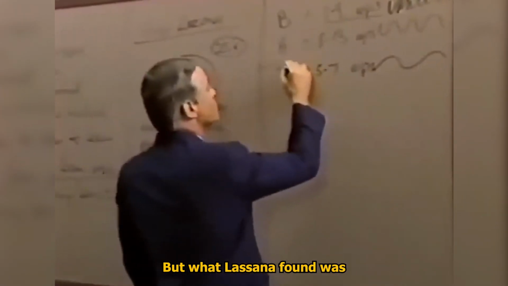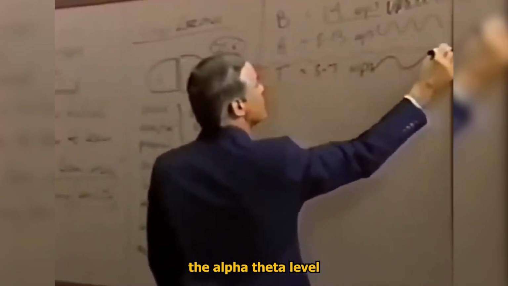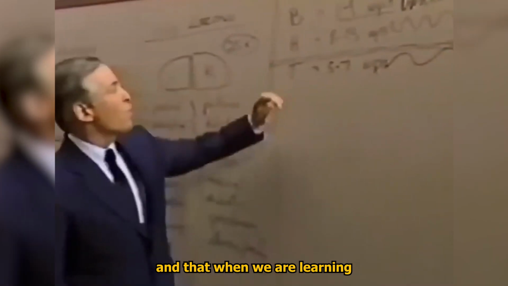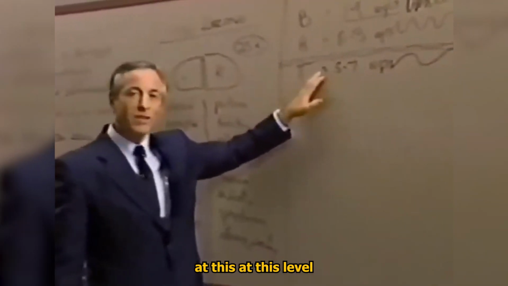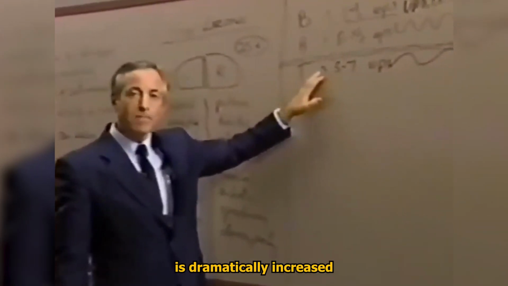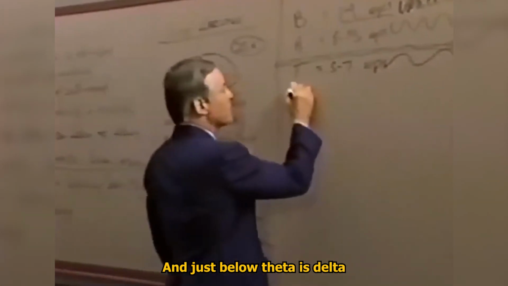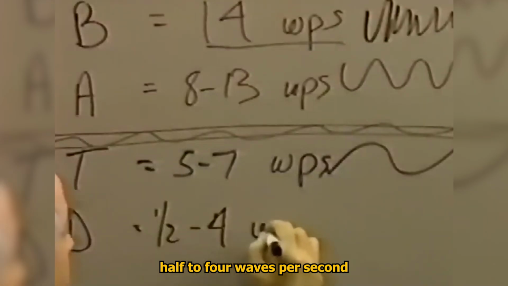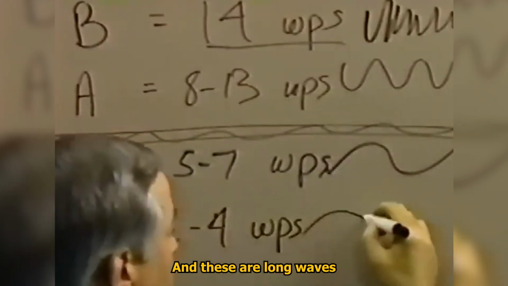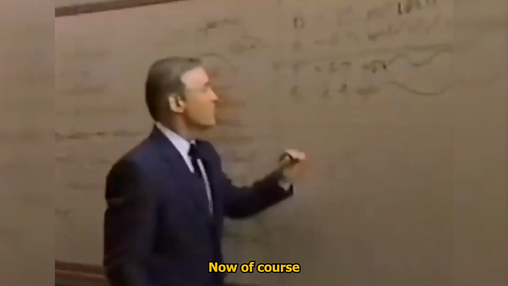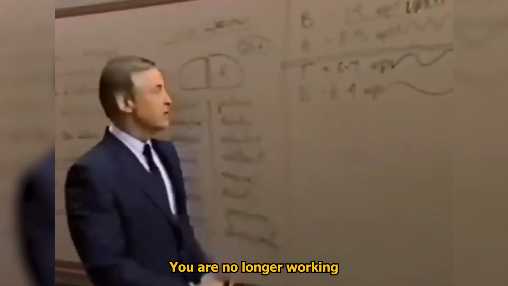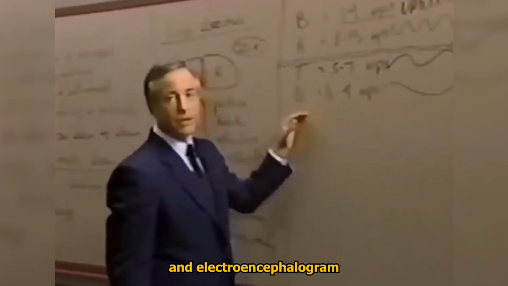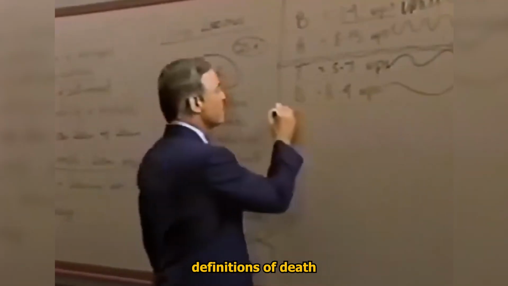But what Lozanov found was the alpha theta level. This level in here is where we do our best learning. And that when we are learning at this level, our ability to learn is dramatically increased. And just below theta is delta, and delta is 1/2 to 4 waves per second. And these are long waves, if you like. Now, of course, below 1/2 a wave per second, you are no longer working. As a matter of fact, the cessation of brainwave activity on electroencephalogram is one of the clinical definitions of death.